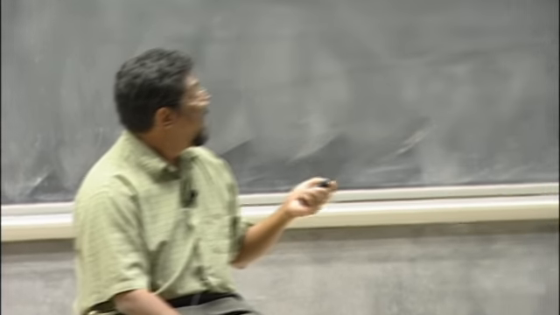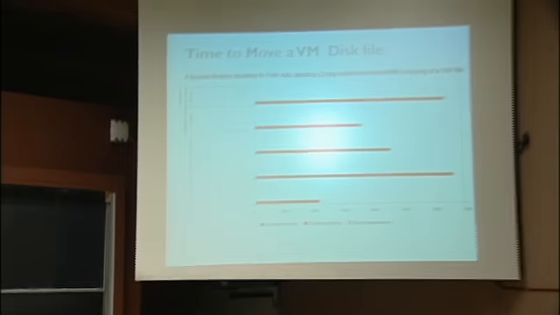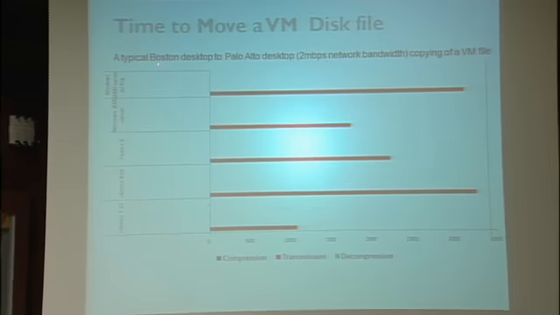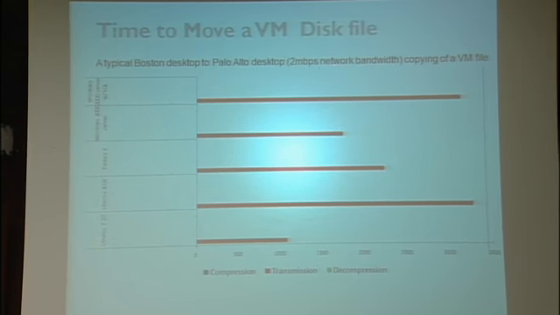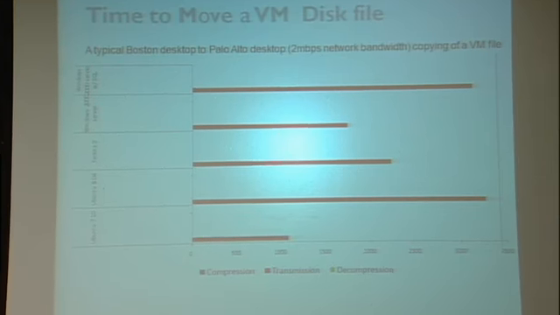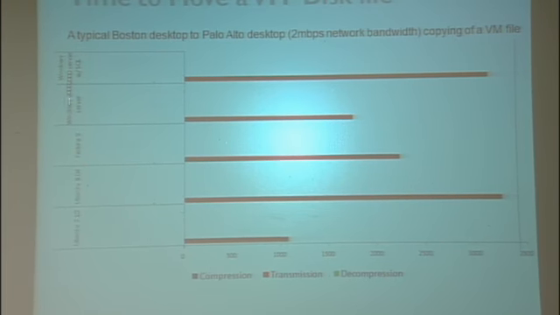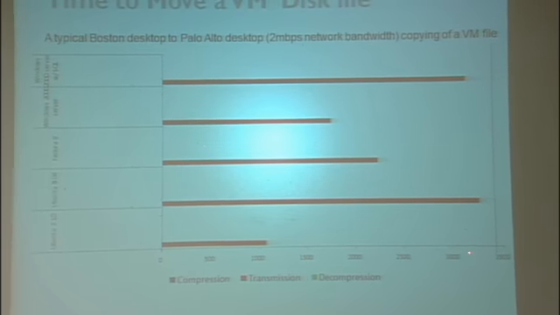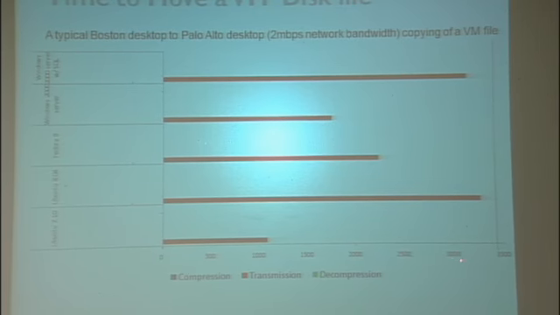So here's an interesting experiment. The idea here is to try to move something from Boston to Palo Alto on a 2 megabytes network, and there are a bunch of different virtual machines, VMs, and it takes whatever, 3,000 minutes to move these machines. From this one it is 500 minutes. That means what? Yeah, some hours, more than some hours, to move these machines around.